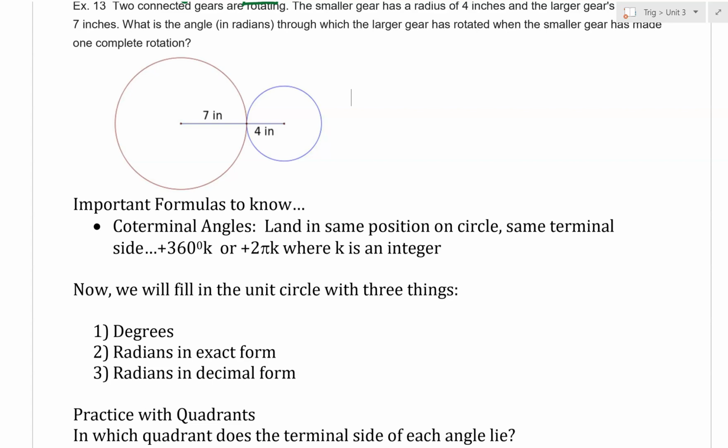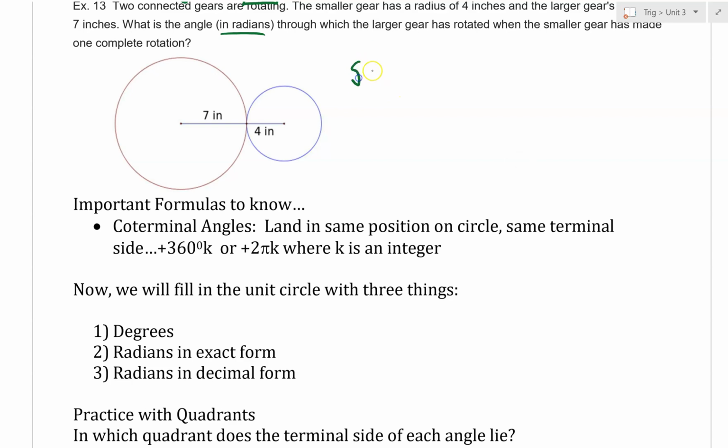What is the angle in radians through which the larger gear has rotated when the smaller gear has made one complete rotation? So I know that when I turn this gear, the 4-inch gear, this 7-inch gear is going to be turning in the opposite direction. This thing is saying that it's going through one revolution. So everything's got to be in radians because that's what they said.